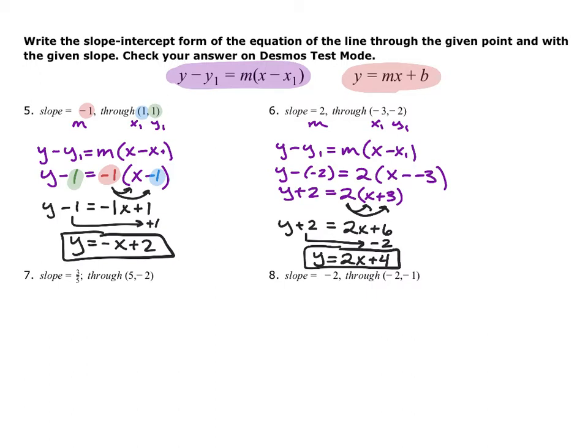That's the slope-intercept version of the line that goes through the point negative 3 comma negative 2 and has a slope of 2. Now remember, it says to check your answer on Desmos test mode. What I would do is plug this coordinate point in and see if my answer, which has the right slope, actually goes through the coordinate negative 3 comma negative 2 on your screen. If it does, then you're good. If it doesn't, you might need to rewrite your equation because you probably did something a little bit wrong.